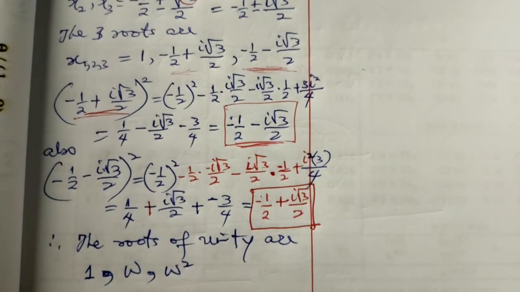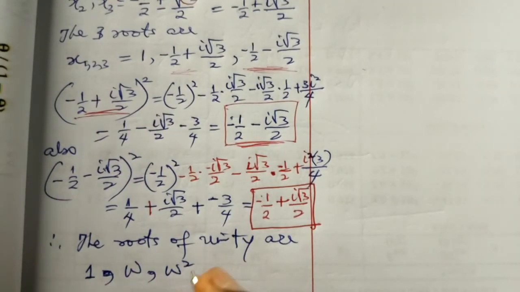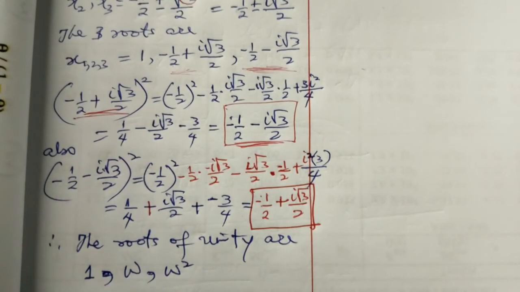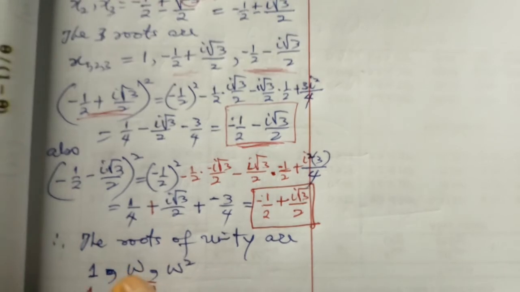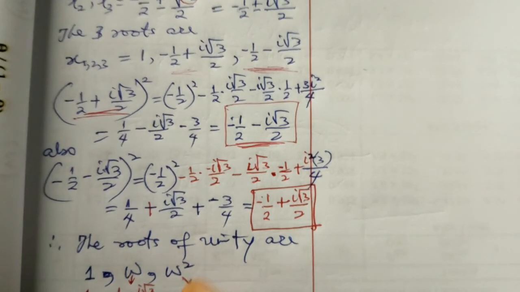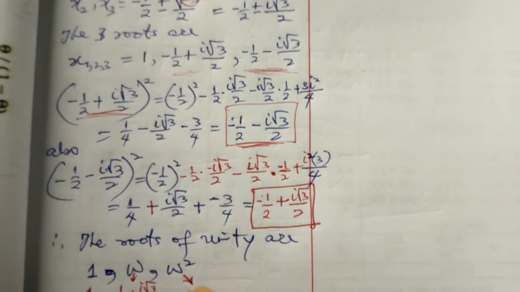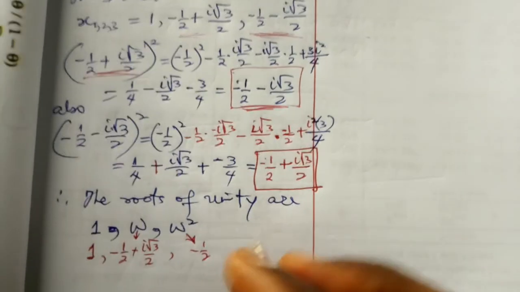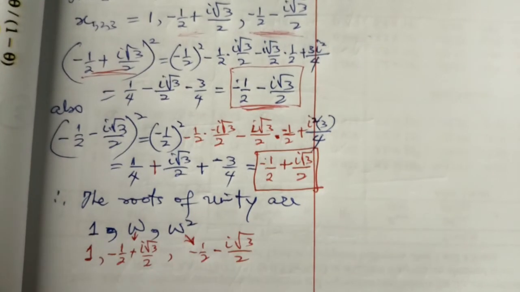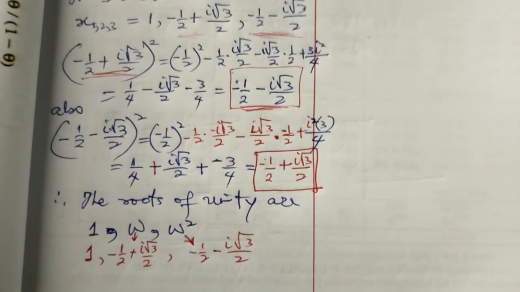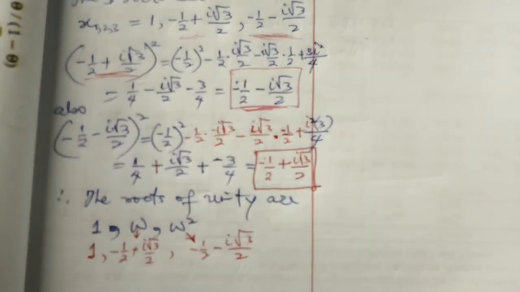So let me just put it here: 1, comma, minus 1 over 2 plus I root 3 over 2, that's this one. This one is minus half minus I root 3 over 2. So that's what it will give you.